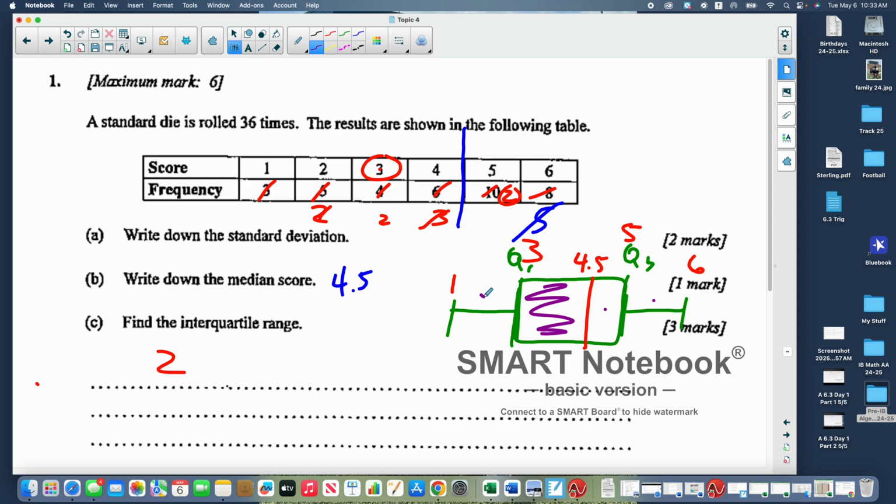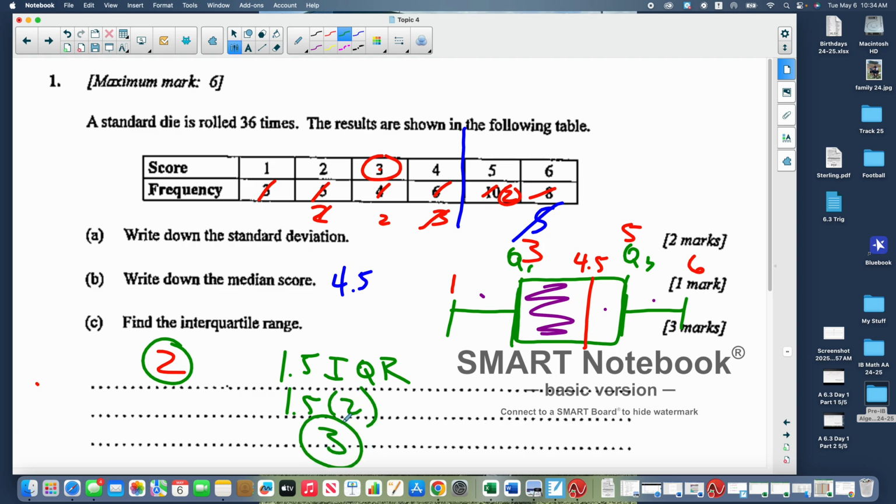Now, I mentioned this a while ago, and I'm going to talk about it right now. If it asks for an outlier, is 1 an outlier? If 4.5 is the middle number, is 1 an outlier? Are these 3 ones outliers? The way that we would do that is we would do 1.5 times the IQR. Our IQR we found was 2. So 1.5 times 2 would be 3.